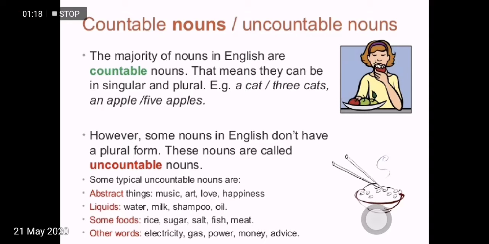Those are not uncountable nouns. They can be countless, but they cannot be uncountable because you count them: one star, two star, three stars. Sorry, one star, two stars, three stars.